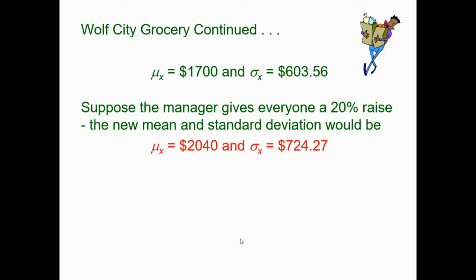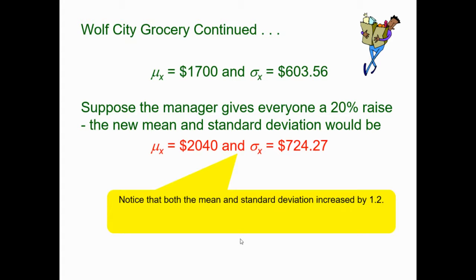So notice that both your mean and your standard deviation increased by a factor of 1.2. So that was our original. Each one was multiplied by 1.2.